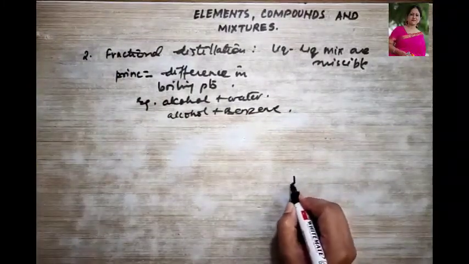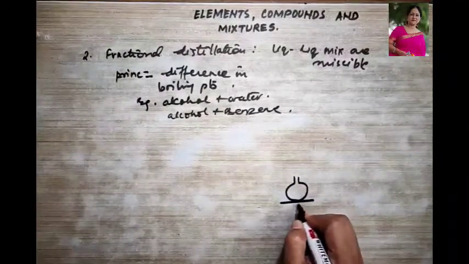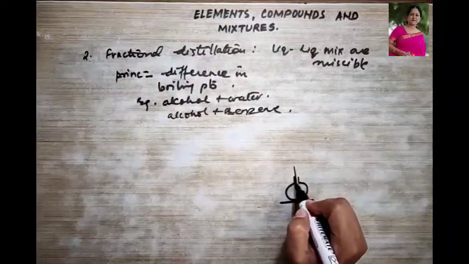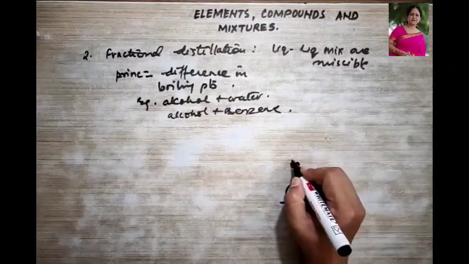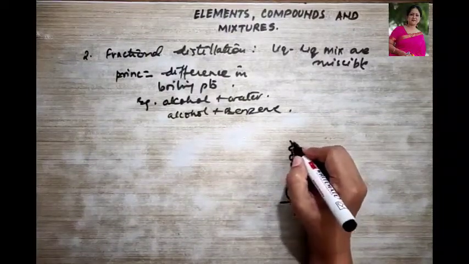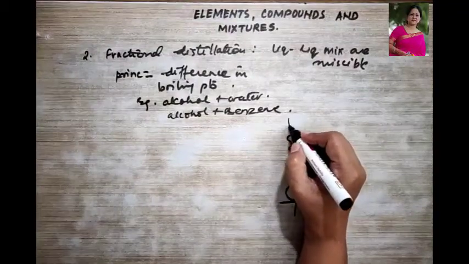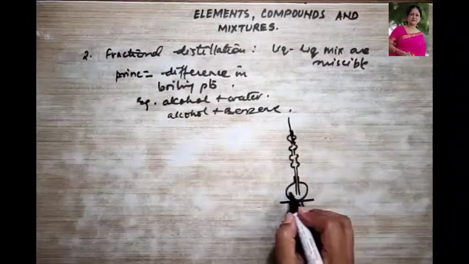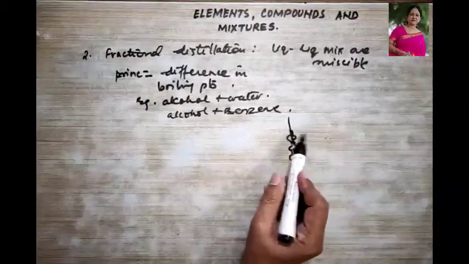So we take a round bottom flask and place it on a table. Okay. Then we take a fractionating column. This is attached to the round bottom flask, on top of which we place a thermometer. Okay, so I hope this is understood. And where is the liquid? Liquid is placed here in the round bottom flask.